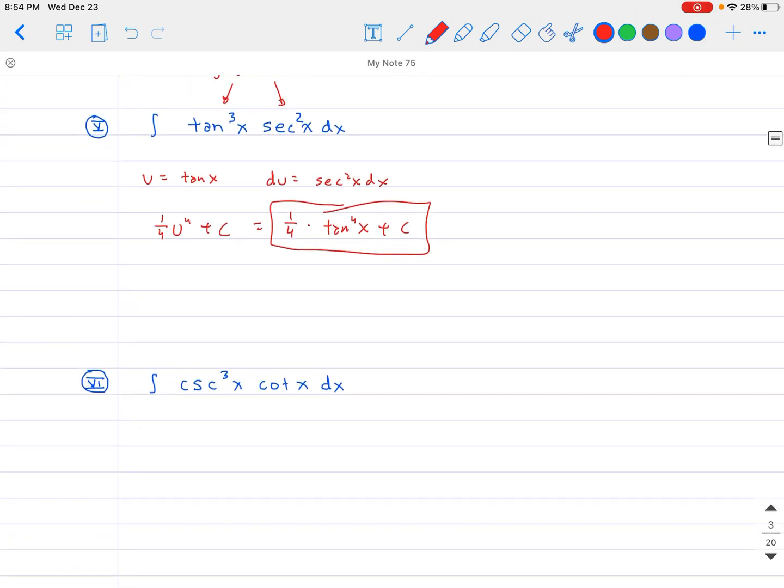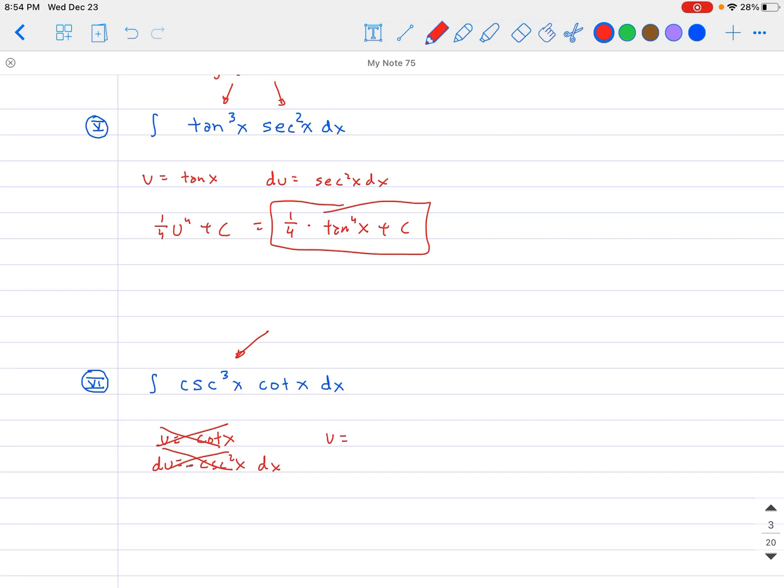What if we have cosecant and cotangent? Well, same idea, right? One is the derivative of the other, so you just have to figure out which one should be which. If I let u equal cotangent of x, then du is equal to cosecant squared of x dx. Now, that unfortunately is not nice because you can see we have cosecant cubed x, and that means that we have an extra cosecant that we can't deal with. So this would probably not be ideal. So then try the other way around.